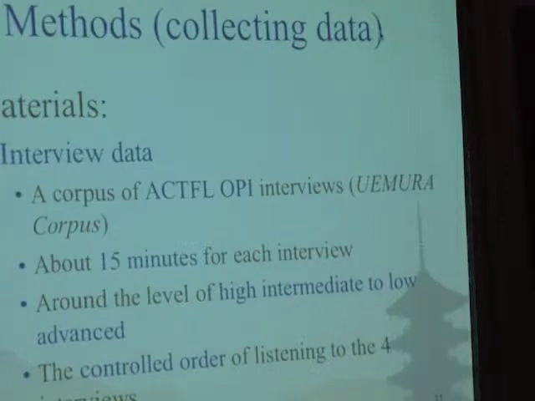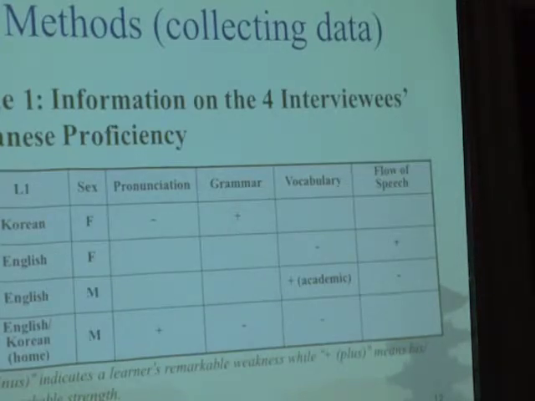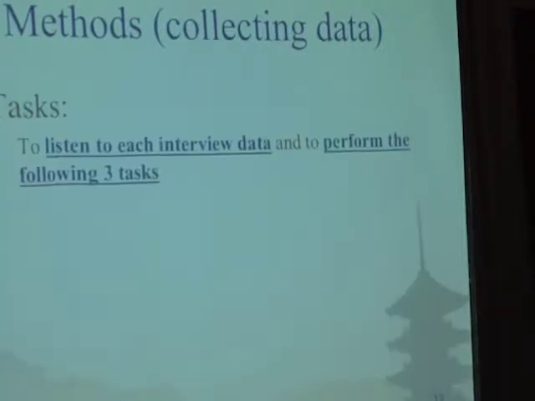listening order effects, I randomly allotted one of 24 different orders of listening to the interviews to each participant in this study. Each learner's Japanese proficiency is shown in Table 1. As this table shows, the selection was made so that each interviewee might have different types of features. And participants were asked to listen to each of those 4 interviewees and to perform the following 3 tasks.